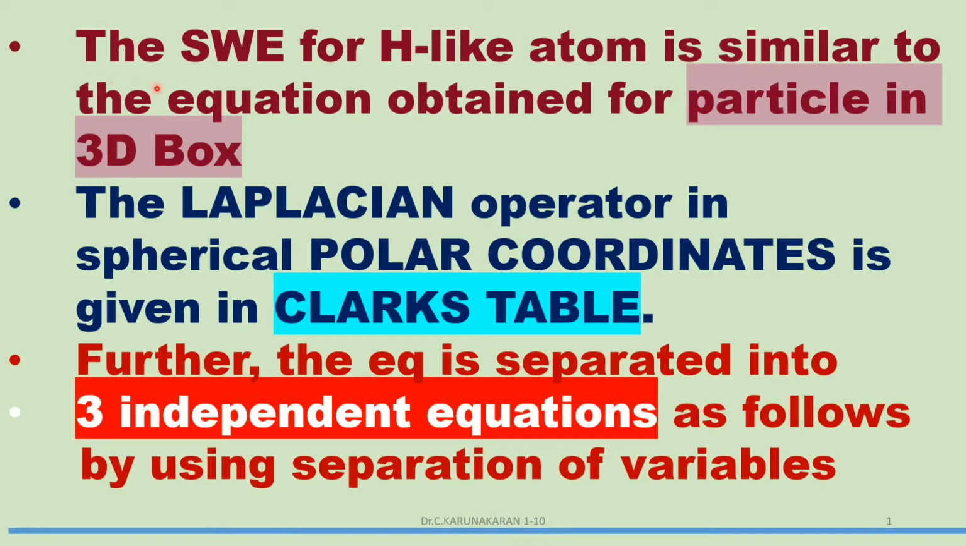In the previous class, the Schrodinger wave equation for hydrogen-like atom was obtained. It is very similar to the particle in a three-dimensional box. We can use the same equation except that mass is replaced by the reduced mass of the electron and nucleus.